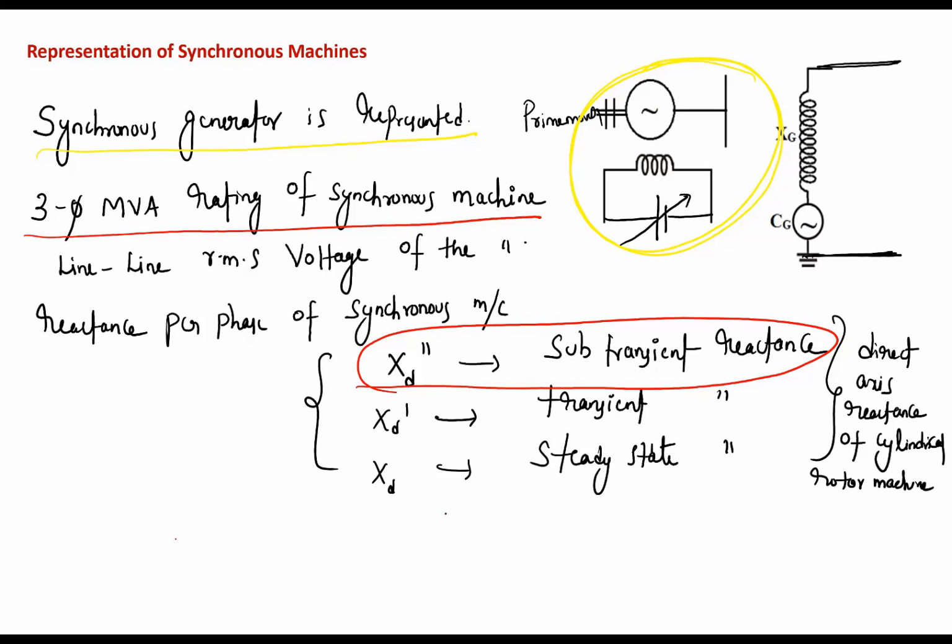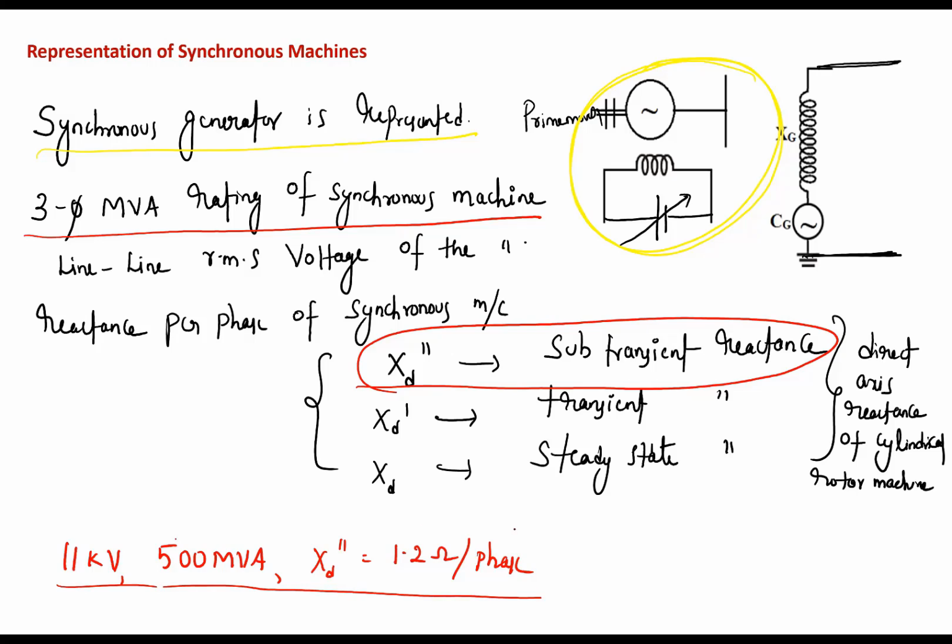For example, let me take a generator whose rating is 11 kV line to line voltage, 500 MVA is the three-phase MVA rating of the machine, and the X_d'' value is say 1.2 ohm per phase. Like this, they will specify the data of the synchronous machine. In case of synchronous motor, also the same thing will be mentioned, but here instead of voltage source, we will treat it as a load. We will treat it as a motor. Understand? That is the representation of synchronous machines.